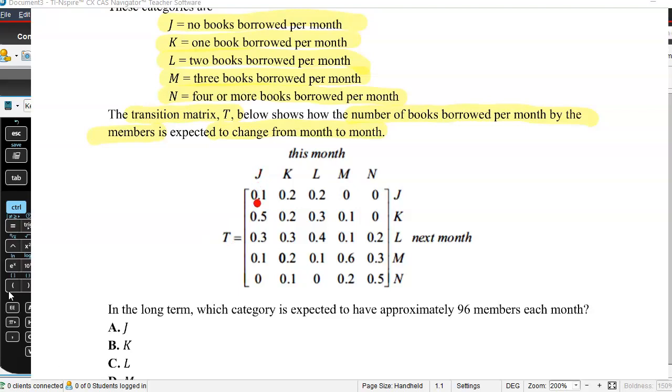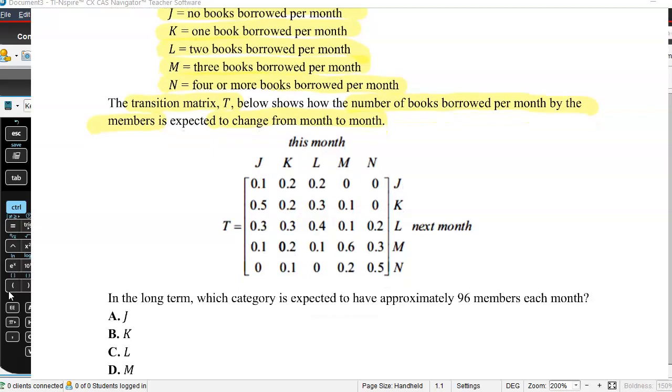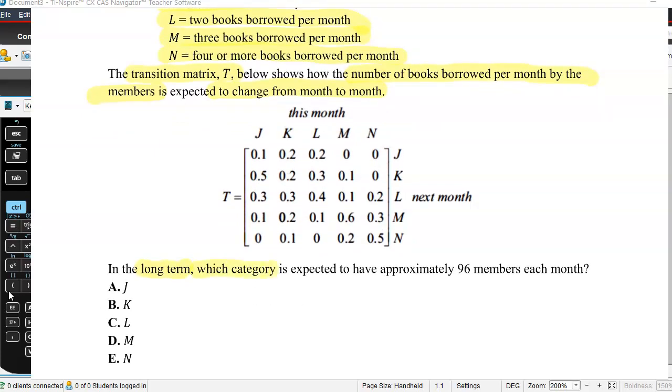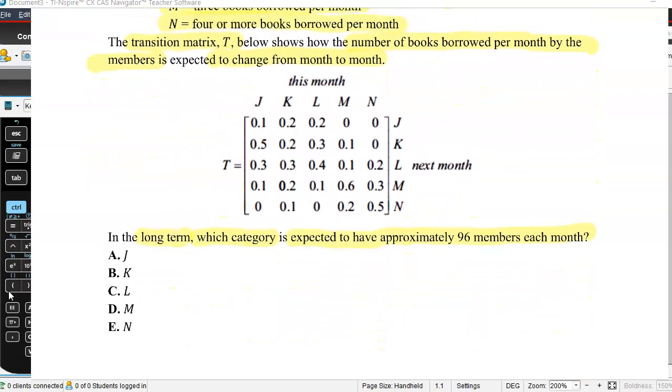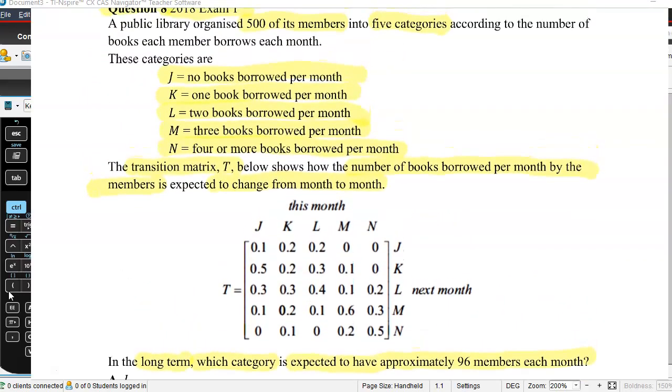So you can see how 10% of the people who borrow no books this month are expected to borrow no books next month, and so on. In the long term, so steady state, which category is expected to have approximately 96 members each month? Okay, so you're probably thinking there's not enough information here. We haven't got that initial state. What we do have is we get told there's 500 members.